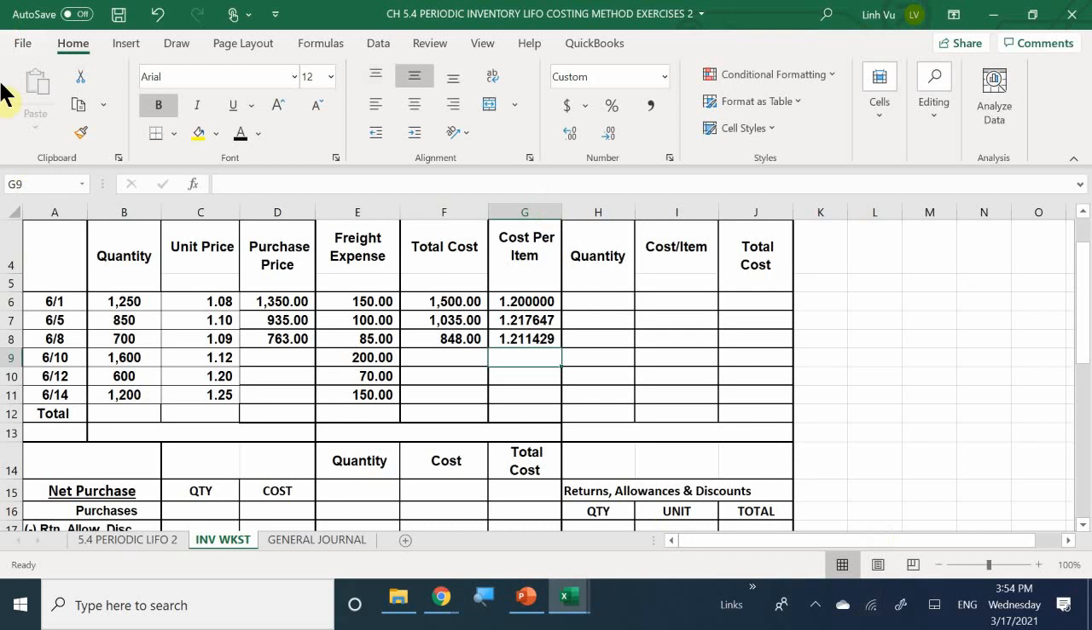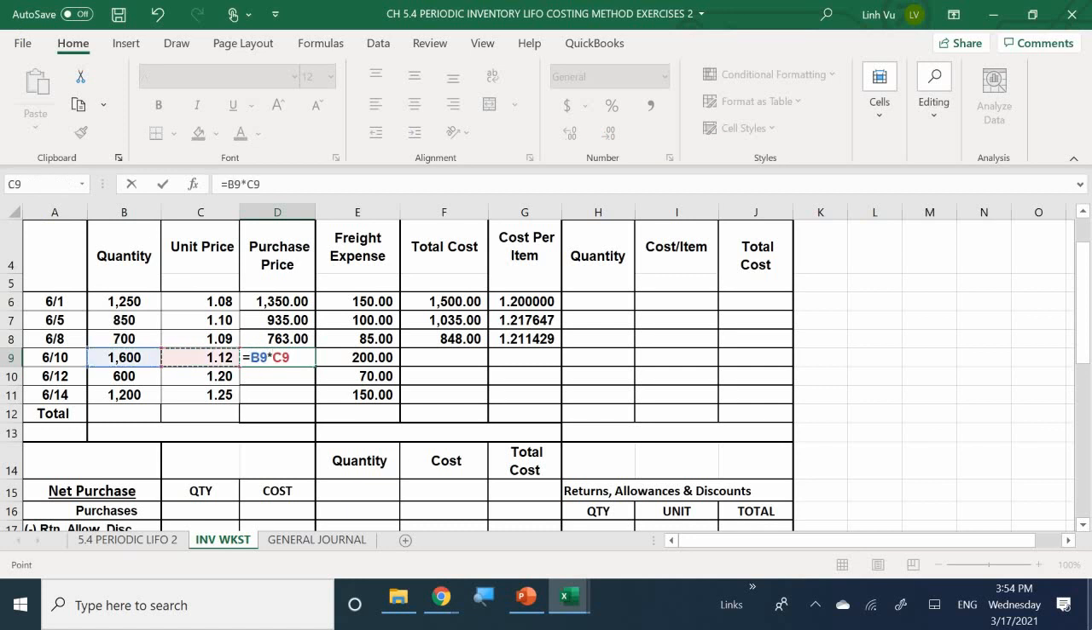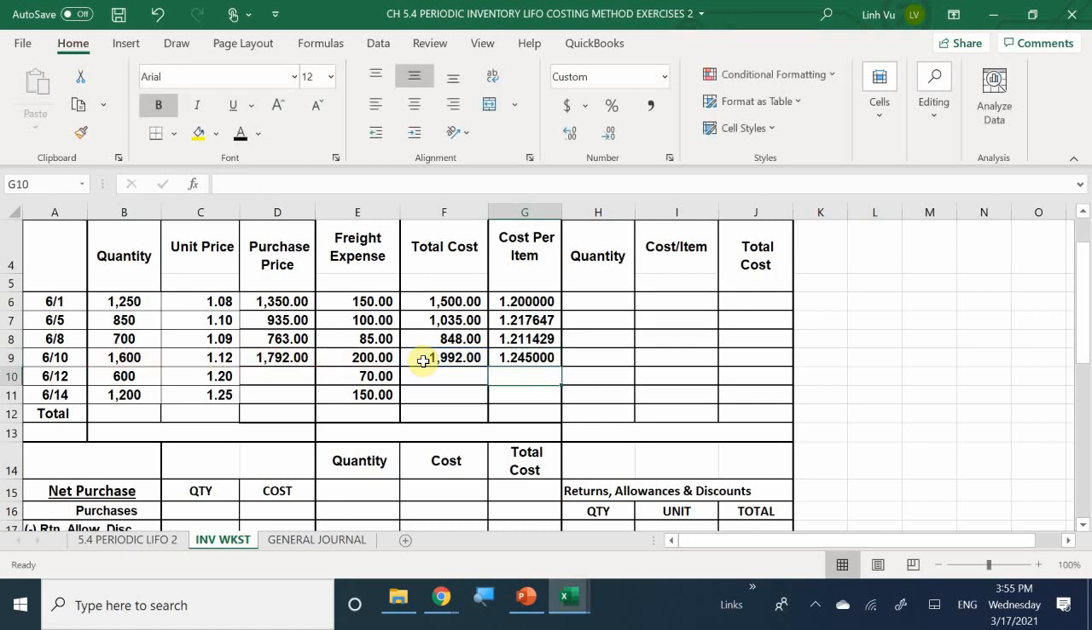All right, let's see what happened next. On June 10th, I made a purchase of 1,600 units at $1.12. What is going to be my purchase price here? $1,792. Good. Plus my $200, $1,992. All right. And then lastly, what is my cost per item going to be? $1.2450. Good. So this is a dangerous one because we have half a penny.